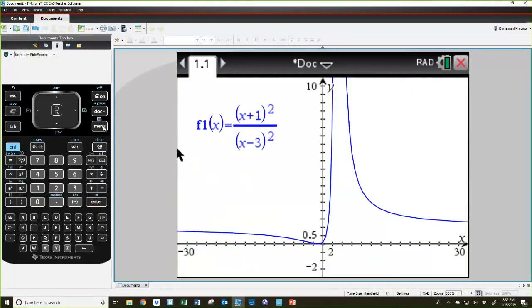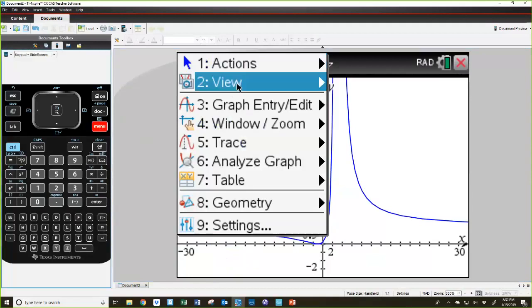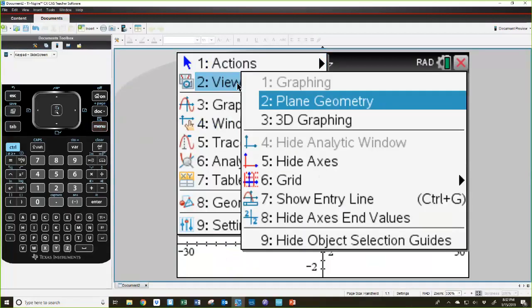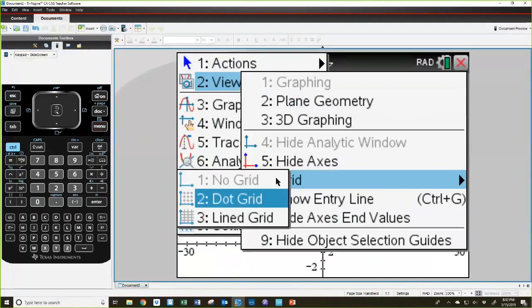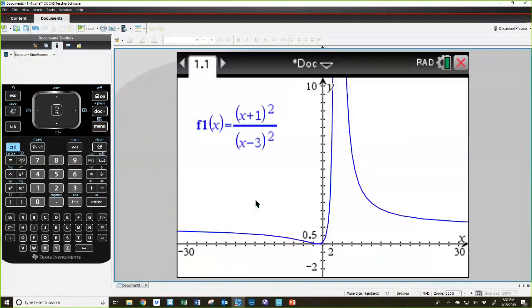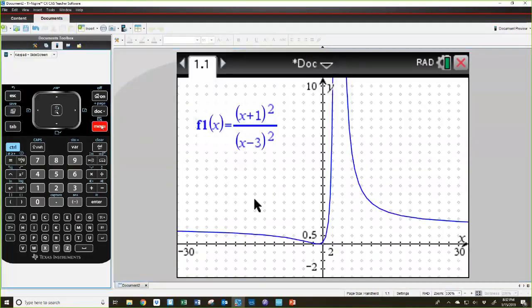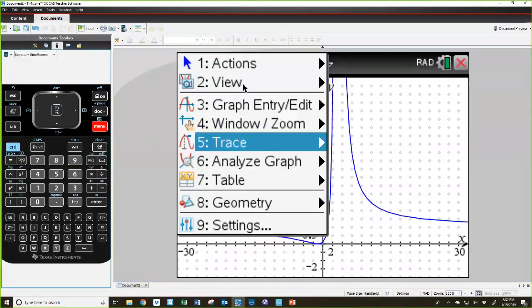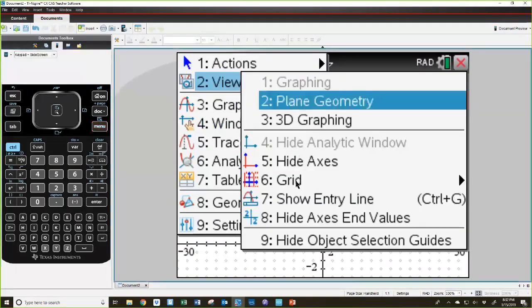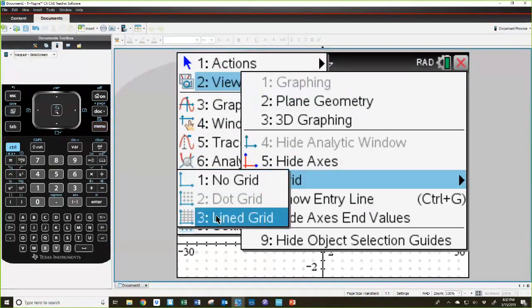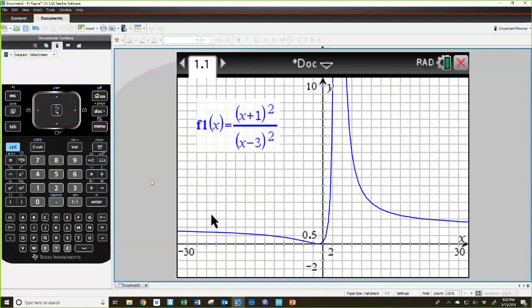So if I go to Menu and I go to View, and then I have an option of Grid, and I can have a dot grid or I can have a lined grid. So I've got those options. A dot grid looks like this, whereas a lined grid looks like, actually, a little coordinate graph. And so the students might have a little better insight into those horizontal asymptotes.